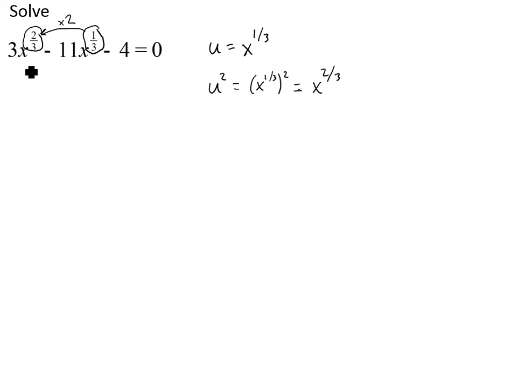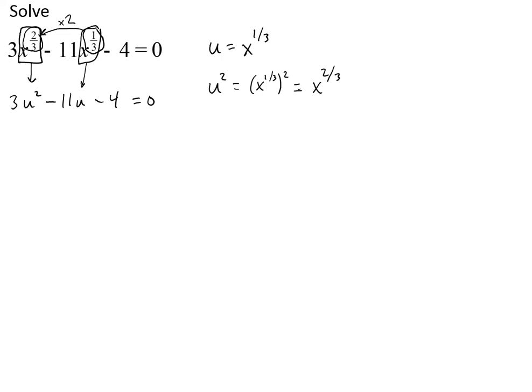So over here where I see this x to the 2/3, I'm going to replace that with u squared. So I have 3u squared minus 11, and here where I have that x to the 1/3, I'm replacing that with a u, minus 4 equals 0. And so now by making that substitution, the problem basically just looks a lot nicer. We see that it is a quadratic equation. We can then solve that quadratic equation by factoring or by the quadratic formula.